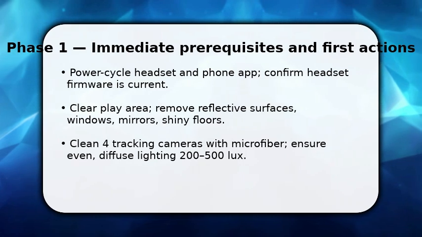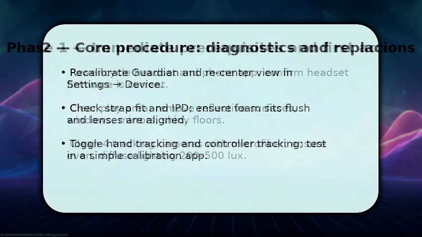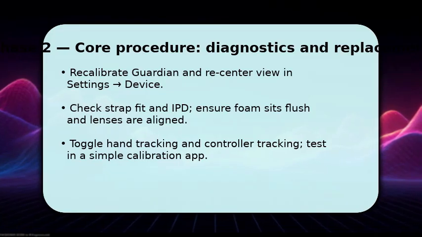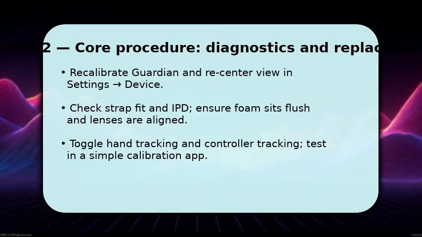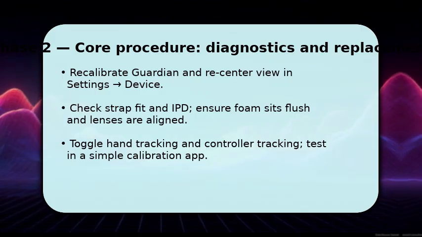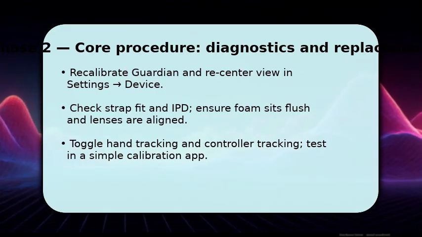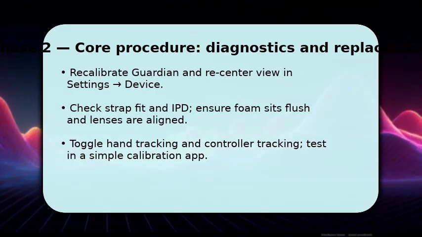Once done with basics, move into adjustments that affect how the system interprets movement. Recalibrate the Guardian and recenter your view from Settings > Device so boundaries and origin are fresh. Make sure the headset strap fits snugly and IPD is set correctly. A shifted headset misaligns cameras and causes jitter.